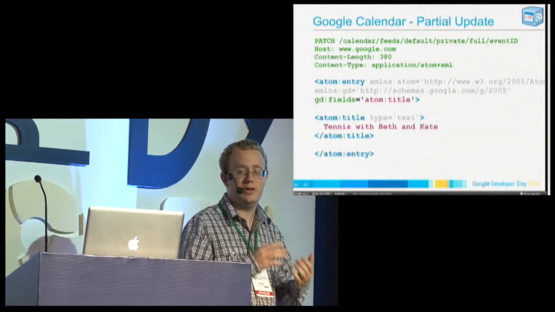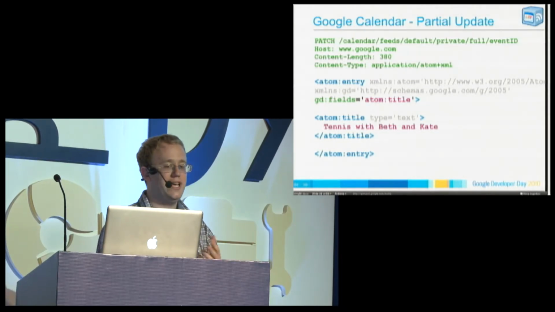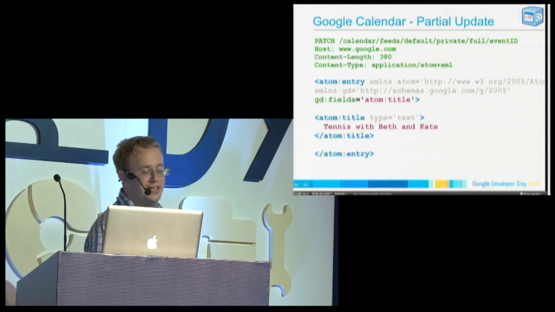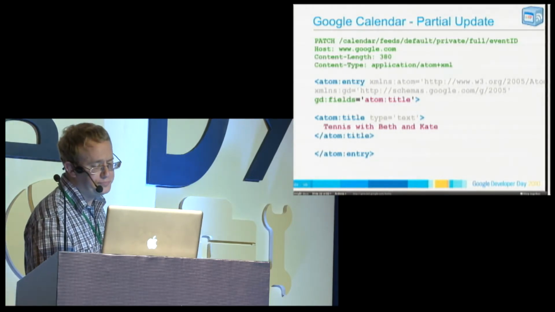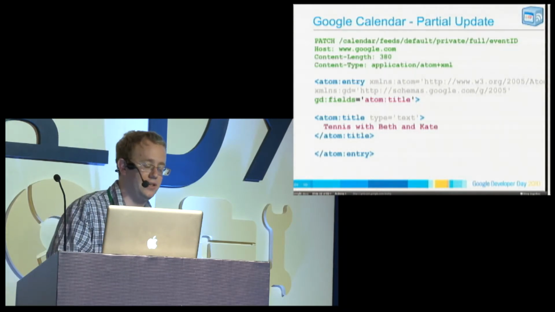And this is showing how you can patch an entry. So let's say the event previously was for tennis with Beth. Let's say that Beth wanted to invite her friend Kate to play tennis as well. She might update the title of the event to say Tennis with Beth and Kate.